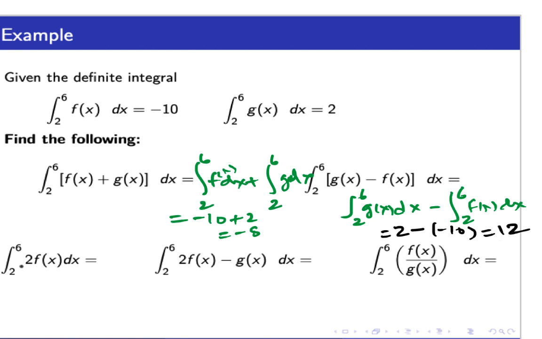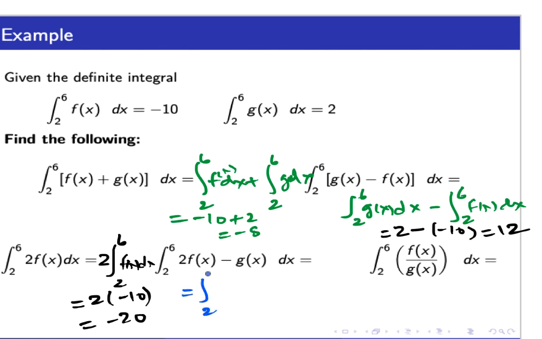Let's look at the next one: 2 to 6 of 2 times f(x) dx. Now remember the formula, take the constant out, and you have 2 times 2 to 6 of f(x) dx, which is 2 times minus 10, negative 20. Okay, the next one is 2f(x) minus g(x) dx. Now 2f(x) we already got the answer for. So it's 2 to 6 of 2f(x) dx minus 2 to 6 of g(x) dx.